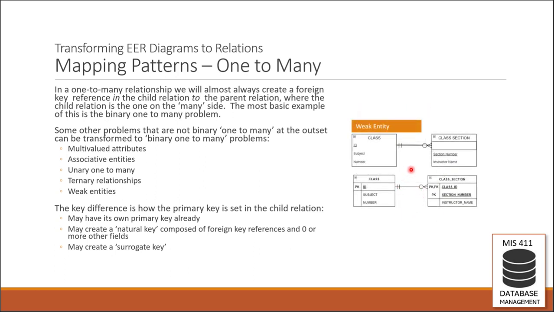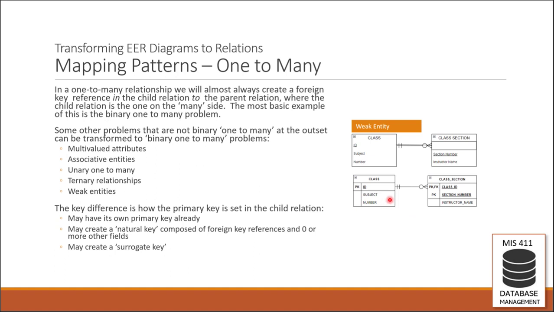And finally, weak entities really is just another classic example of this. This is not that dissimilar from the binary one-to-many as well. The only difference is in binary one-to-many, typically you already have a primary key or an identifier in the child, and here we don't, right? But fundamentally the same idea. Here again, we have the foreign key in the child pointed at the parent.